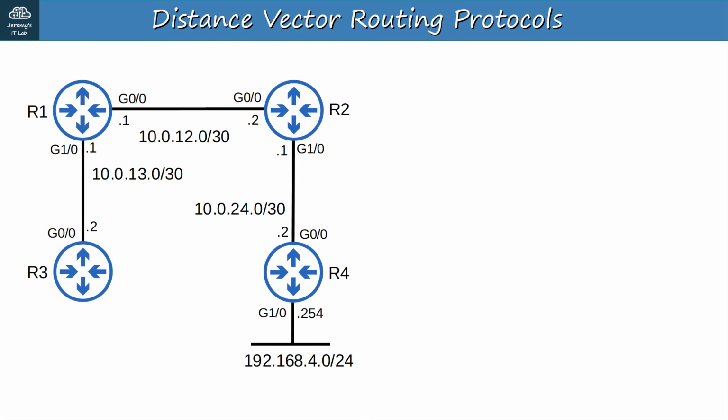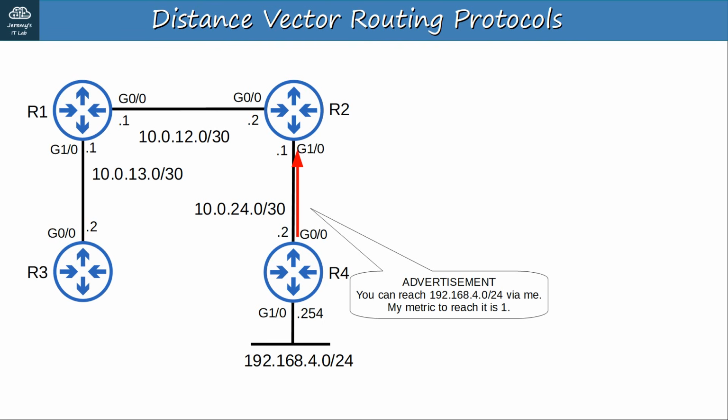So the example I showed you before of R4 advertising its 192.168.4.0 network is an example of distance vector logic. R4 tells R2, its directly connected neighbor, you can reach 192.168.4.0/24 via me. My metric to reach it is 1. Don't worry about the metric numbers yet. Each routing protocol uses a different type of metric, and we will cover those soon.